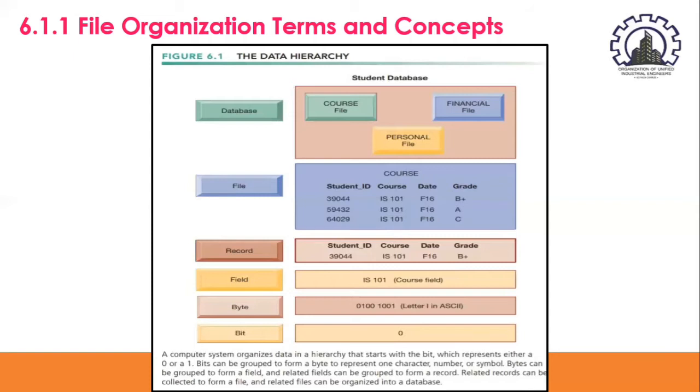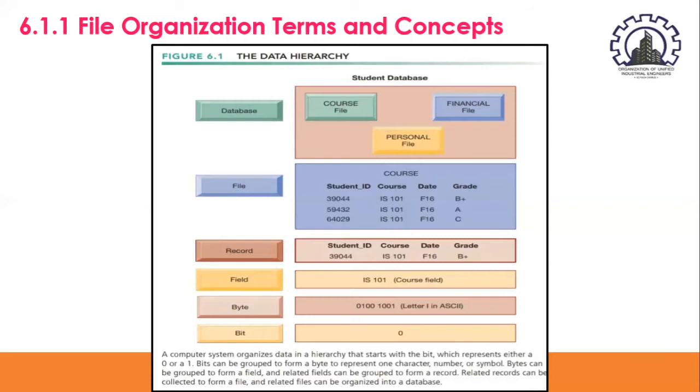A group of bits is called a byte, and a byte represents a single character, which can be a letter, a number, or another symbol. A grouping of characters into a word, a group of words, or a complete number, such as a person's name or age, is what we call a field. A group of related fields, such as student's name, the course taken, the date, and the grade, comprises a record. A group of records of the same type is called a file. For example, the records in figure 6.1 could constitute a student's course file. A group of related files makes up a database.